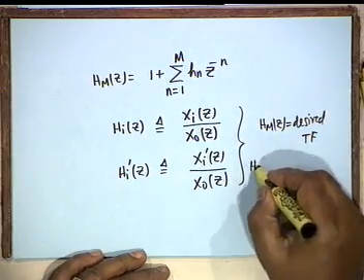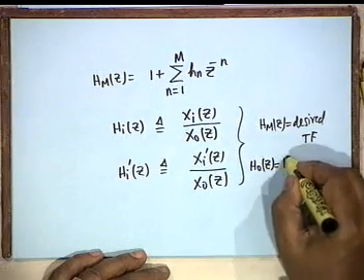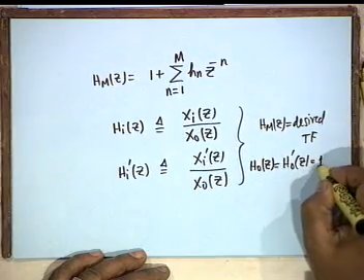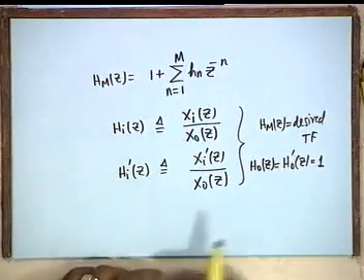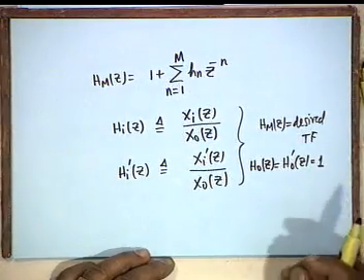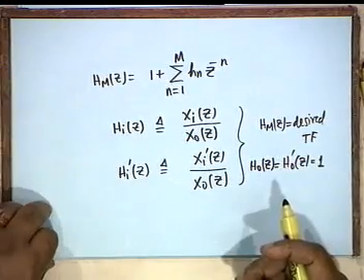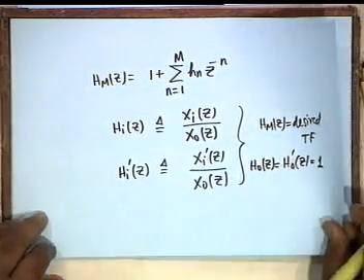Also, you see H0(z) equal to H0'(z) should be equal to 1. The transfer function should be equal to 1 if I put i equal to 0. From x0 to x0, obviously it has to be 1. Okay.